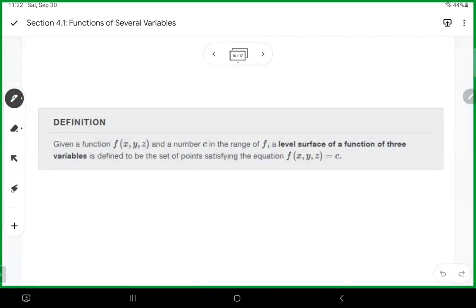We gotta roll. All right, here's our definition. Given a function f of x, y, z, and a number c in the range of f, a level surface of a function of 3 variables is defined to be the set of points satisfying the equation f of x, y, z equal to c.